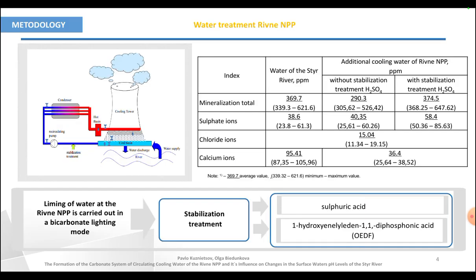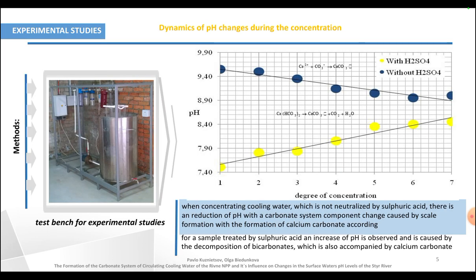acid. Liming during water treatment is performed due to the displacement of carbon equilibrium of the source water, and the pH value rises to 8.8 to 9.8. Treatment with sulfuric acid of makeup water is carried out during regulation of pH from 7.5 to 7.8.